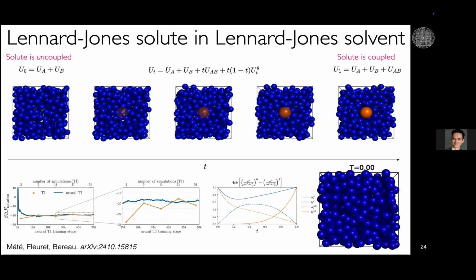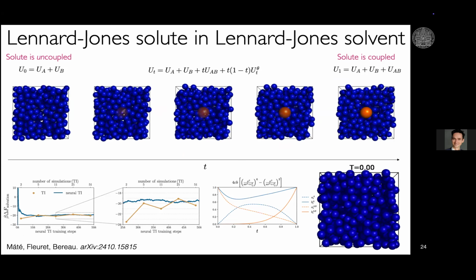So this is an example of doing it again in a Lennard-Jones system where we have one larger Lennard-Jones bead. It's also the same interactions, but with, I think, larger radius and larger energetics. And you can see here that this particle is always there, but here its interaction with the environment is turned off. That's why we don't show it. And then we slowly turn it on all the way until it's fully coupled.